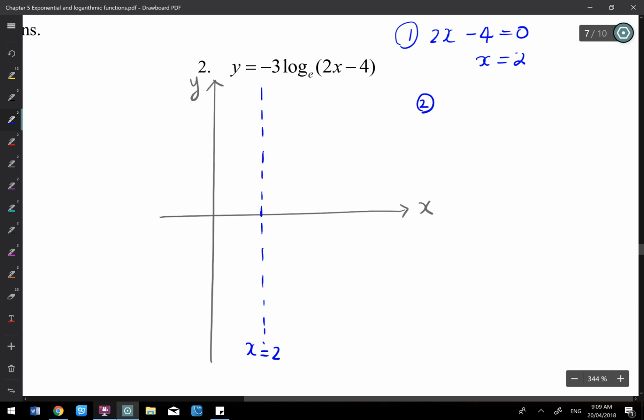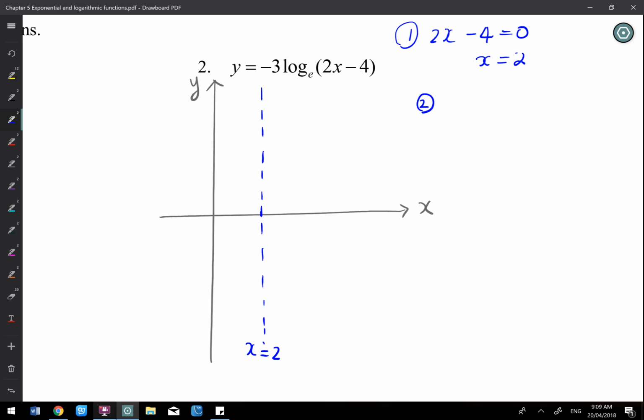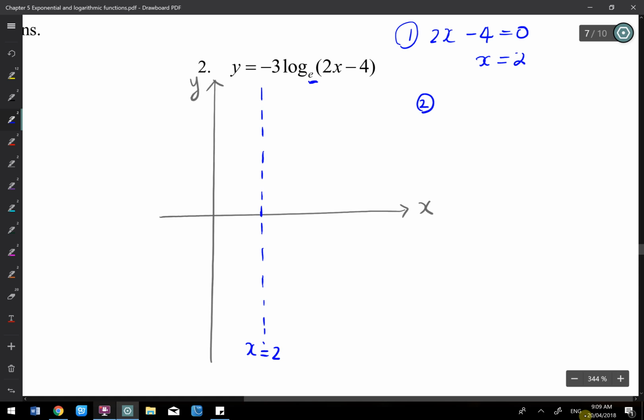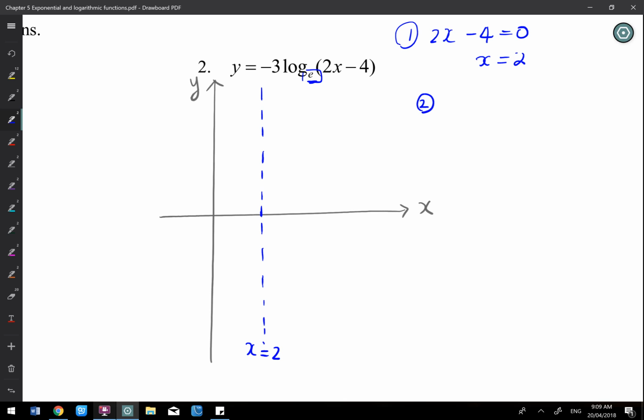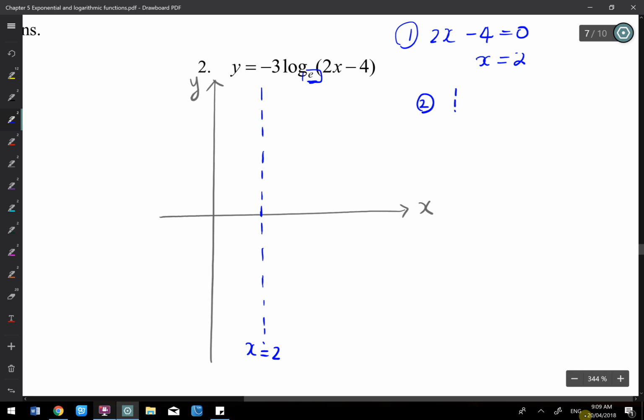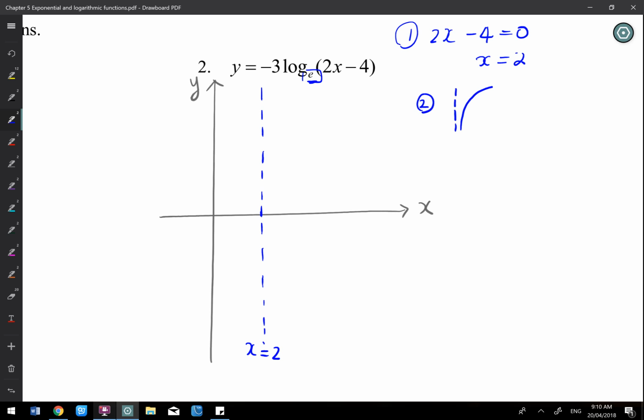Step number 2 is to select a basic shape. We look at the base. The base is e. What's the approximation value for e? 2.7, which is a number greater than 1. So we will select our basic shape as an increasing shape, on the right hand side of the asymptote.